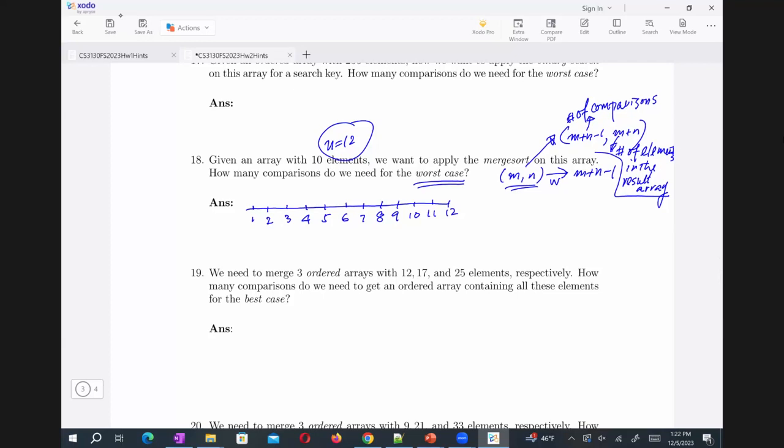First split, two subarrays, 6 plus 6. So that's the first split. Okay. Second round splits. Here, second round splits. All right, then third round splits.